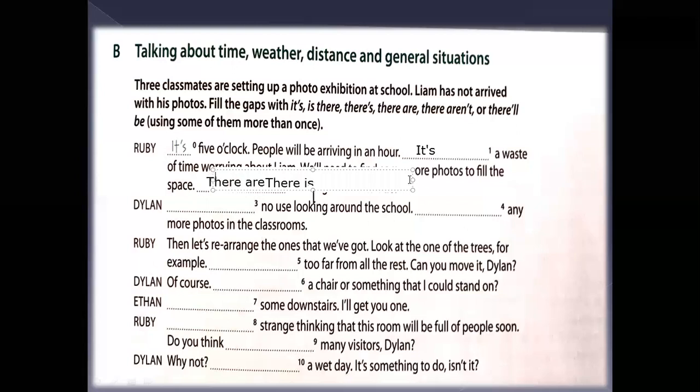Plural or singular? Singular. That's why we cannot use it as plural.